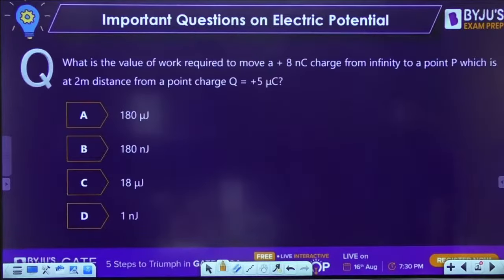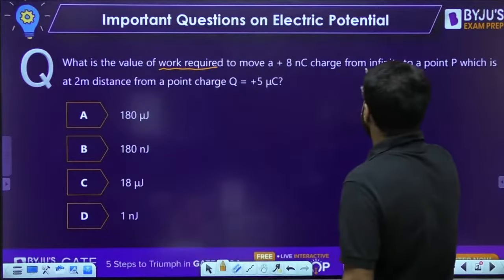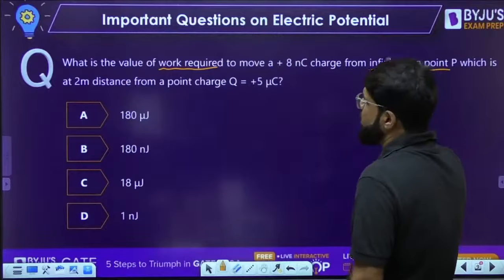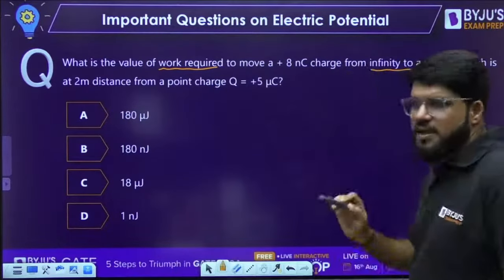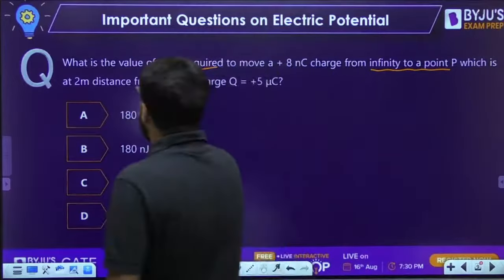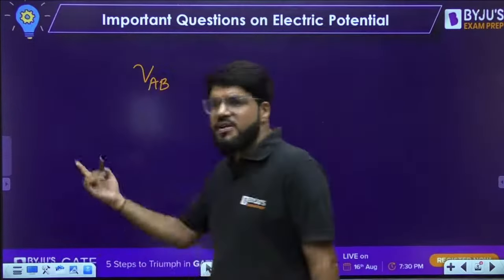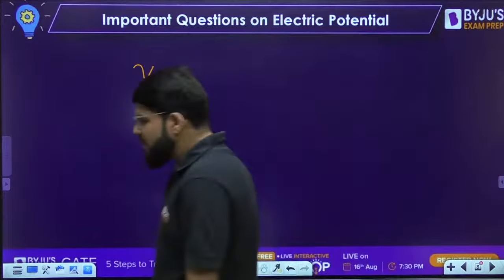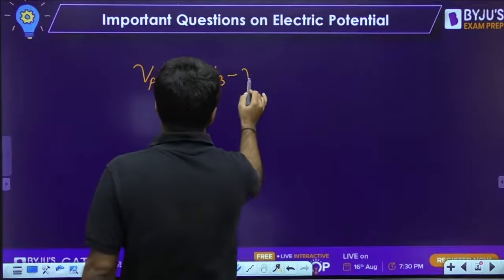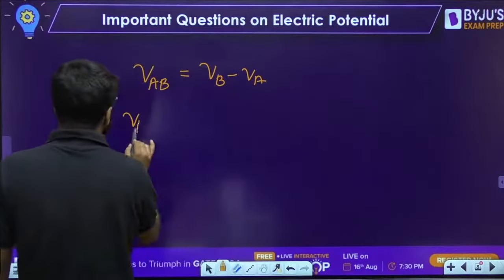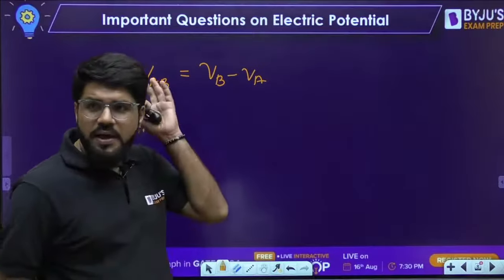Next, what is the value of work required to move a 8 nanocoulomb charge from infinity to a point P, which is at a 2 meter distance from a point charge? Now see, we know how potential is actually defined. When we want to talk about potential difference between any 2 points, the previous one was absolute potential, but suppose I want to calculate potential difference between any 2 points, which is also VB minus VA, it is given by the formula.